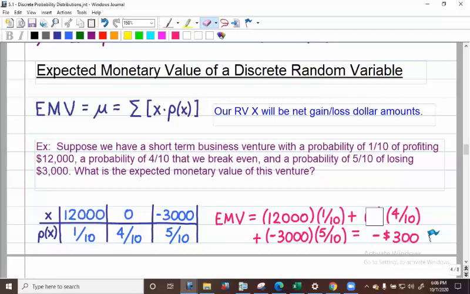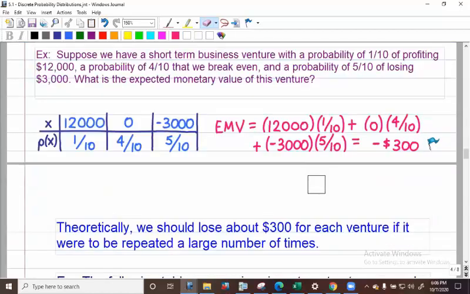Here's what this means. This means in the long run, if you did this over and over and over lots of times, you should lose about $300 per time if you did it a large number of times. That's not good from your perspective. That's pretty bad. In theory, it doesn't mean this will happen, because of course you could do it one time, hit the 12,000 and then quit. That's why we're just looking at this as the long-run result. You should lose about 300 per each attempt.